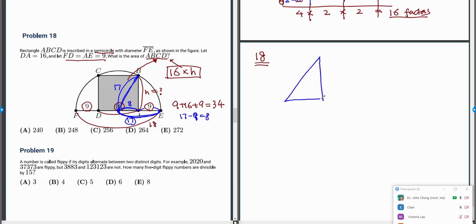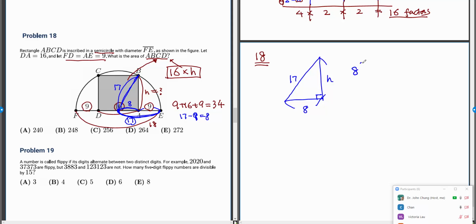Now write the Pythagorean theorem. This length is 8, and the radius is 17. Now you can find the value of h using the Pythagorean theorem. You know how to use the Pythagorean theorem, okay?